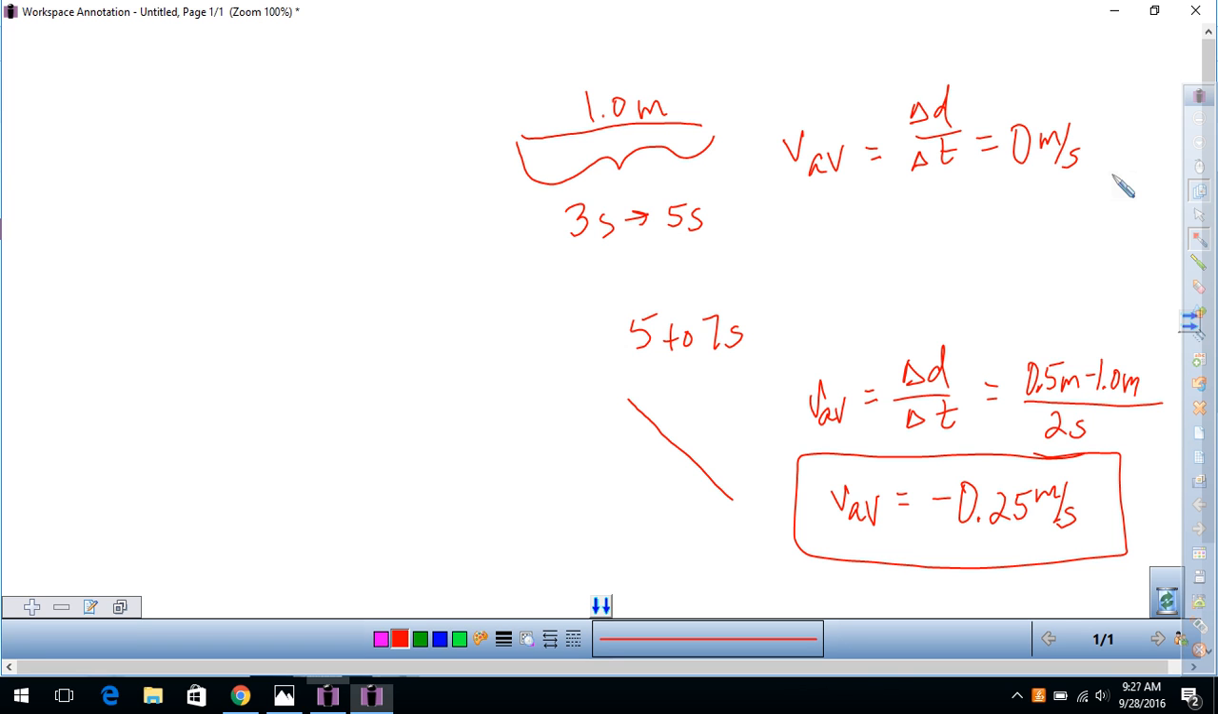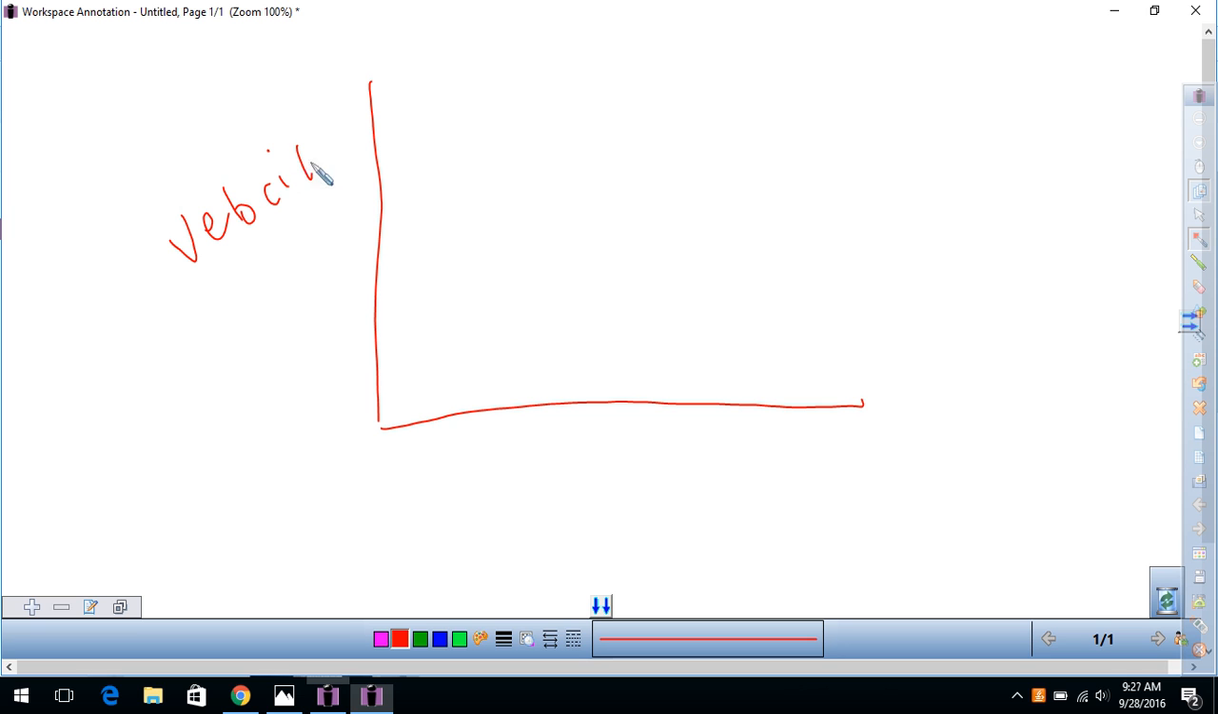Well, the next one is a velocity versus time graph, so it's going to be completely different than a position versus time graph. So make sure that you read your x and y axis. So this is velocity, which is just speed with a direction. It's in meters per second. And this is the time, and it's in seconds.